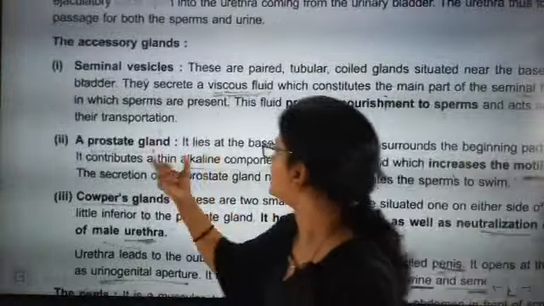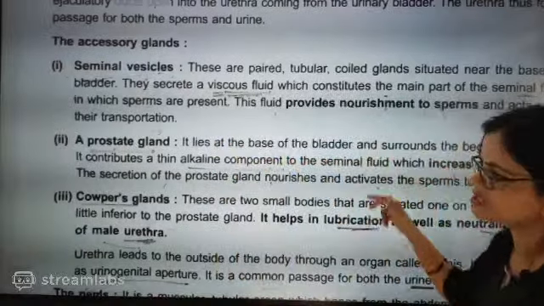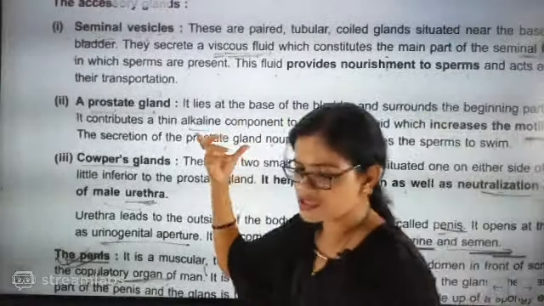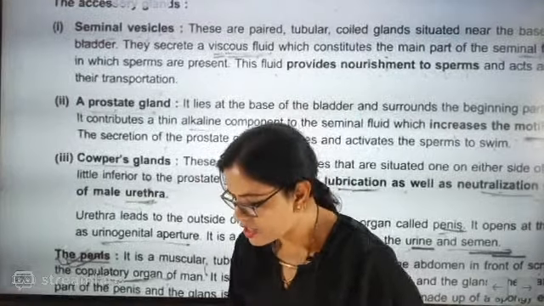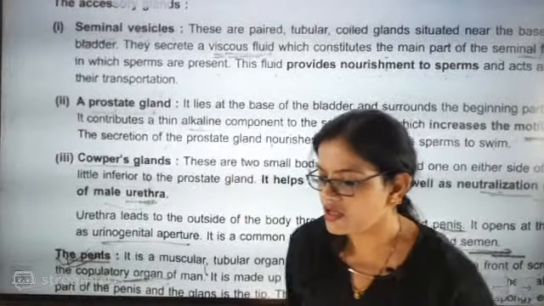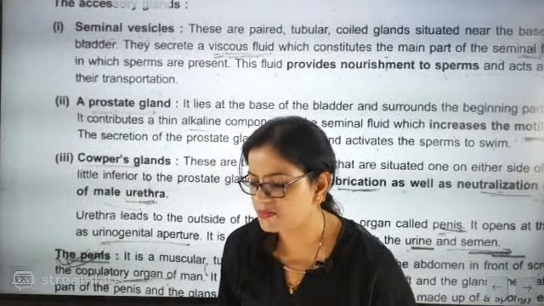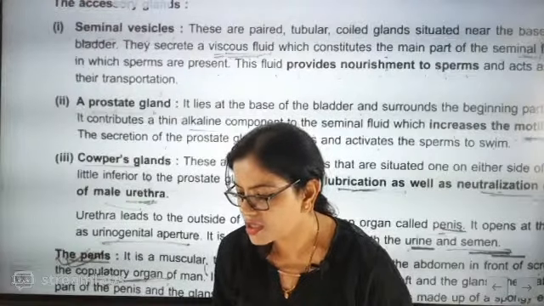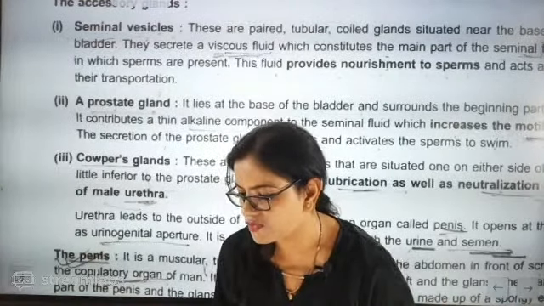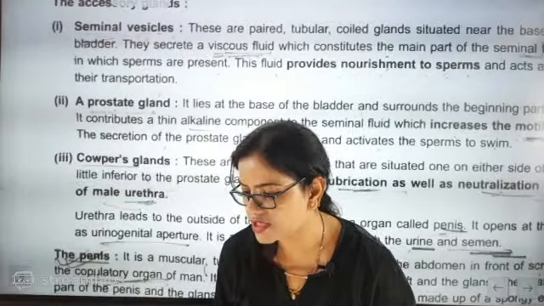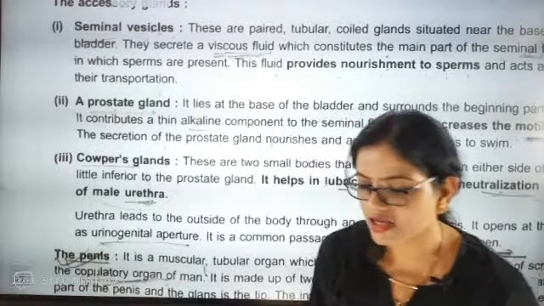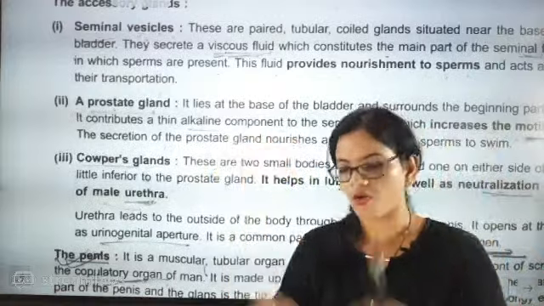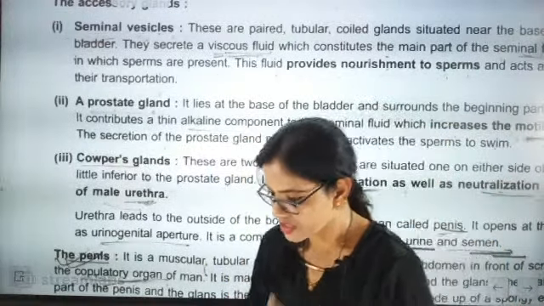So the prostate gland lies at the base of the bladder; this part we have already discussed. It secretes an alkaline solution. Till here I hope everything is clear. The seminal vesicle is inside the bladder, but in our book, in the given figure, it's shown outside the bladder. I'll tell you where the connectivity is.